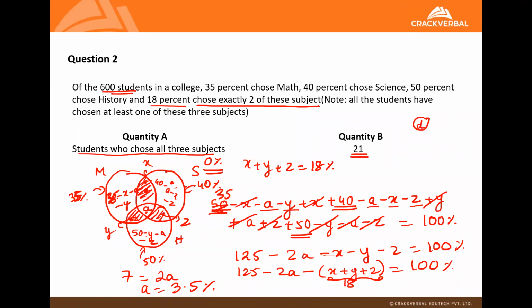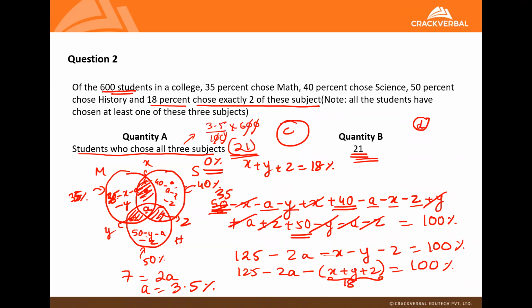And now I'm going to change this percentage into a number, because I need to compare the numbers. So this value, students who have chosen all three subjects, would be 3.5% of 600, which would cancel out to give you 21. So since the left hand side and the right hand side are equal, the answer here has to be Charlie.